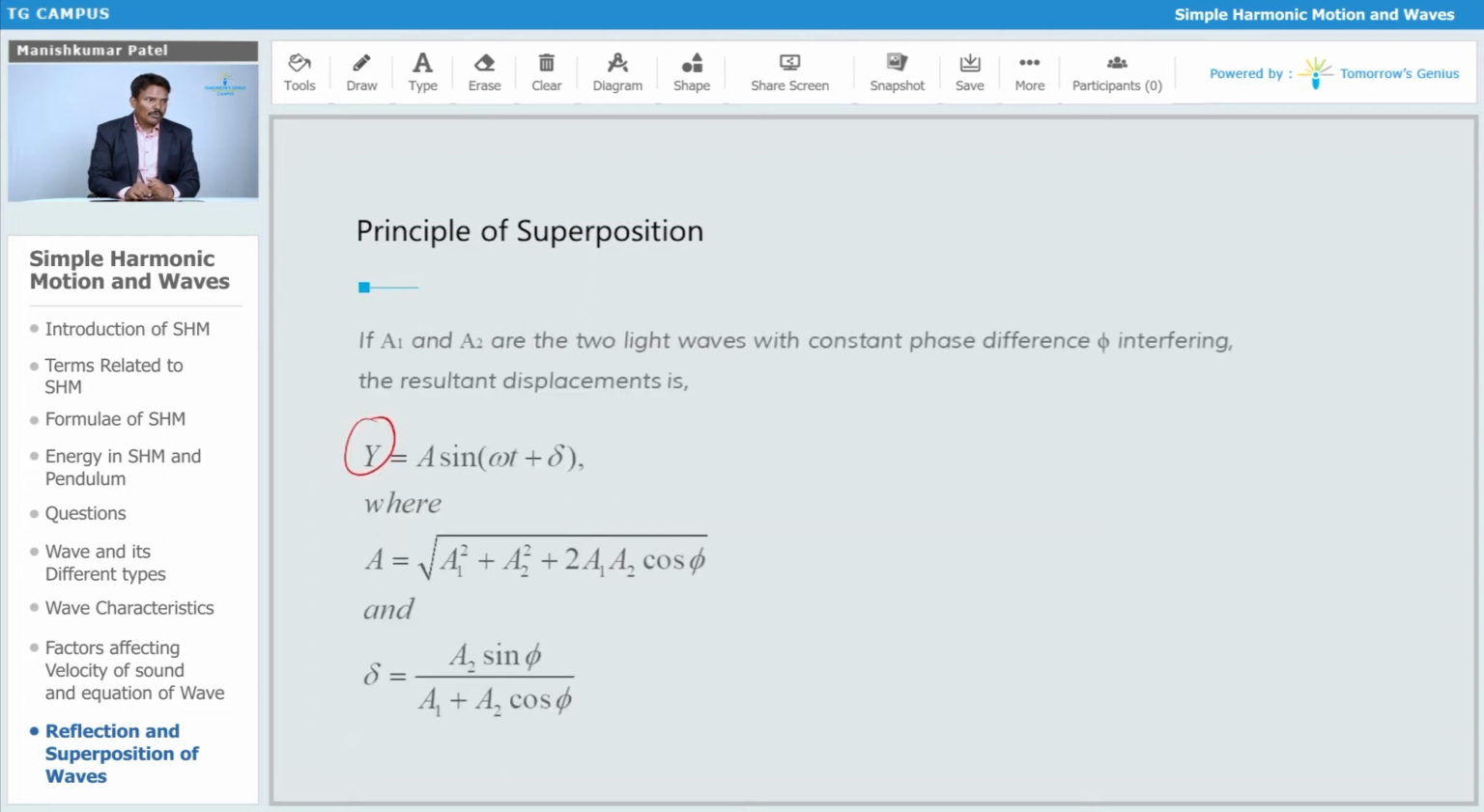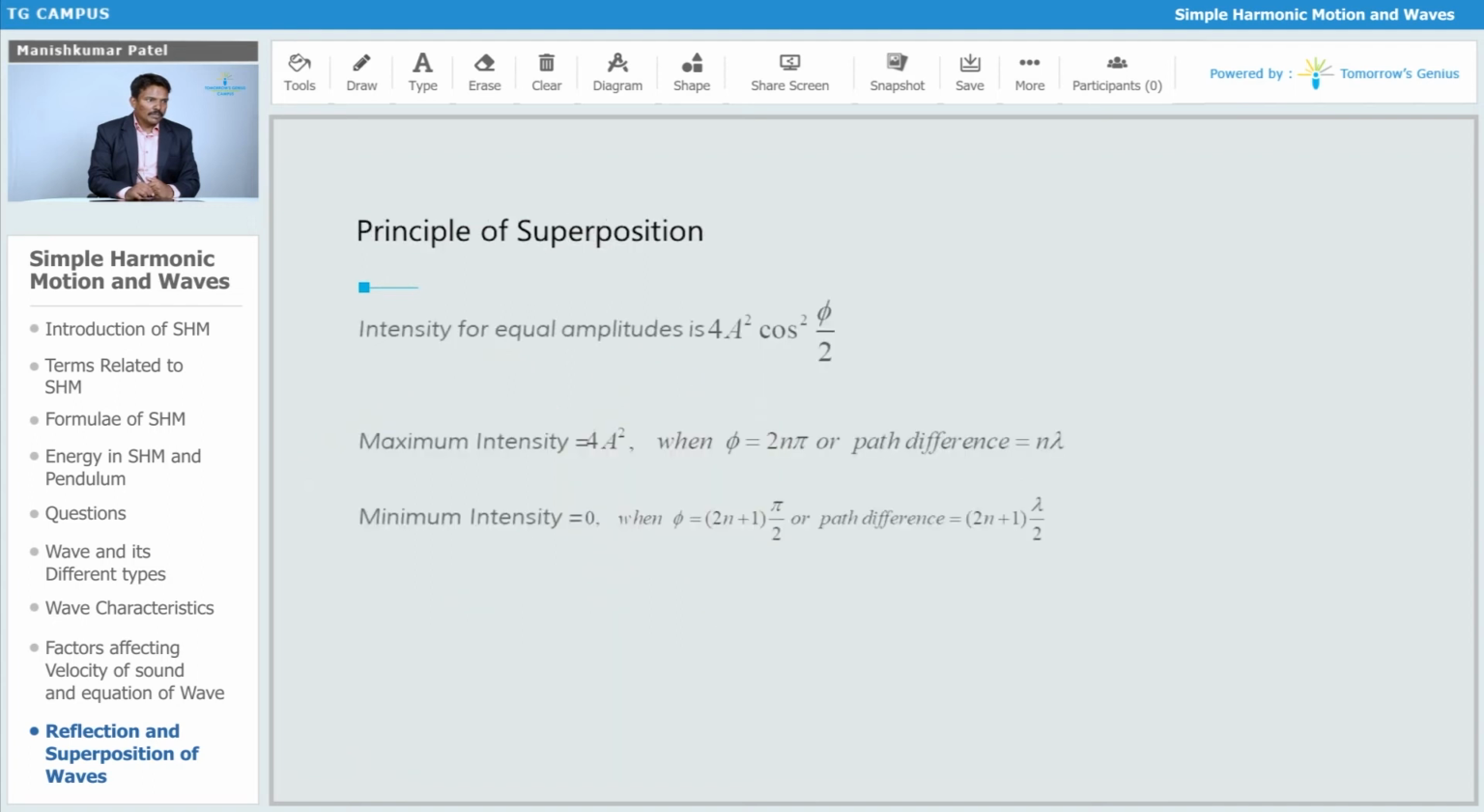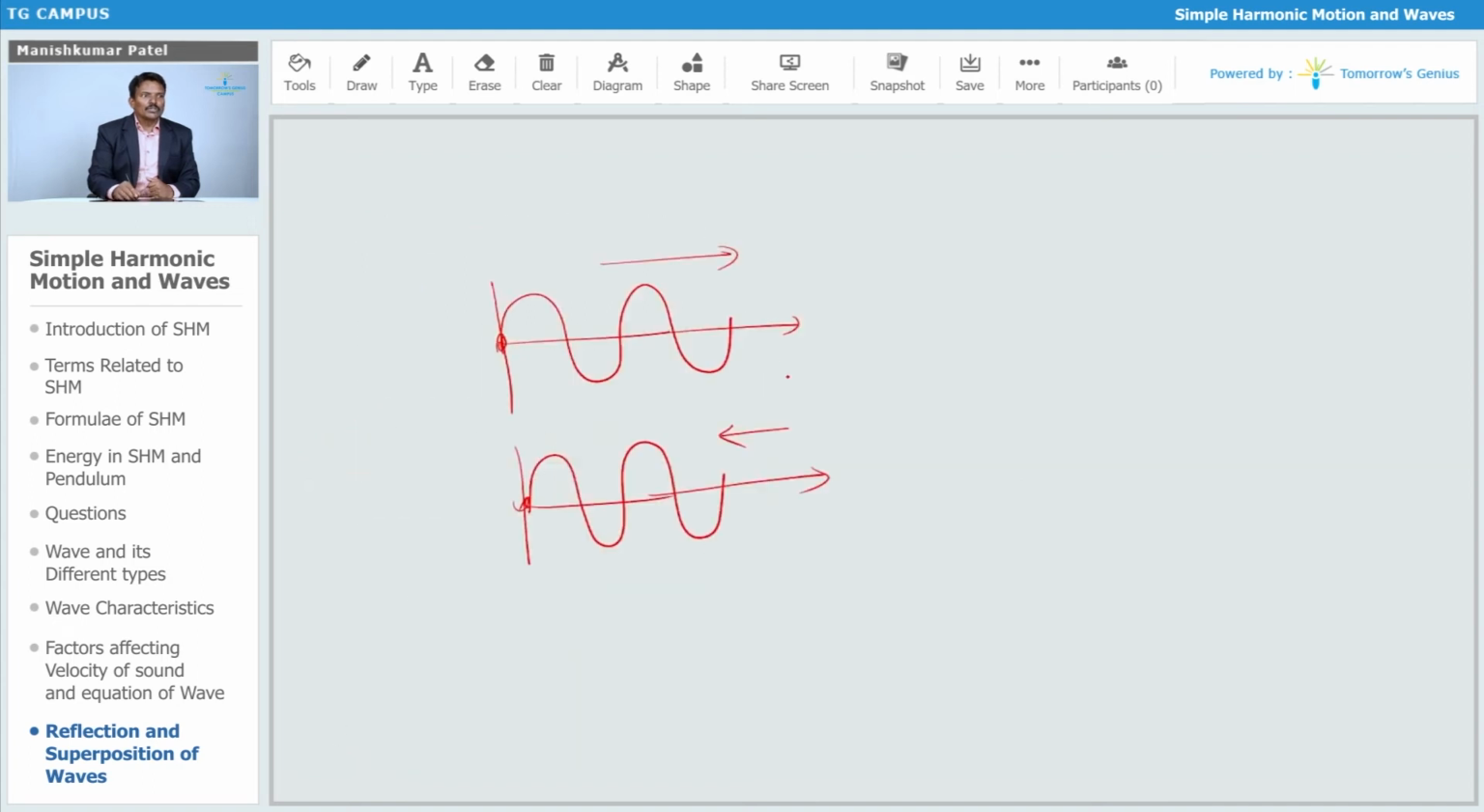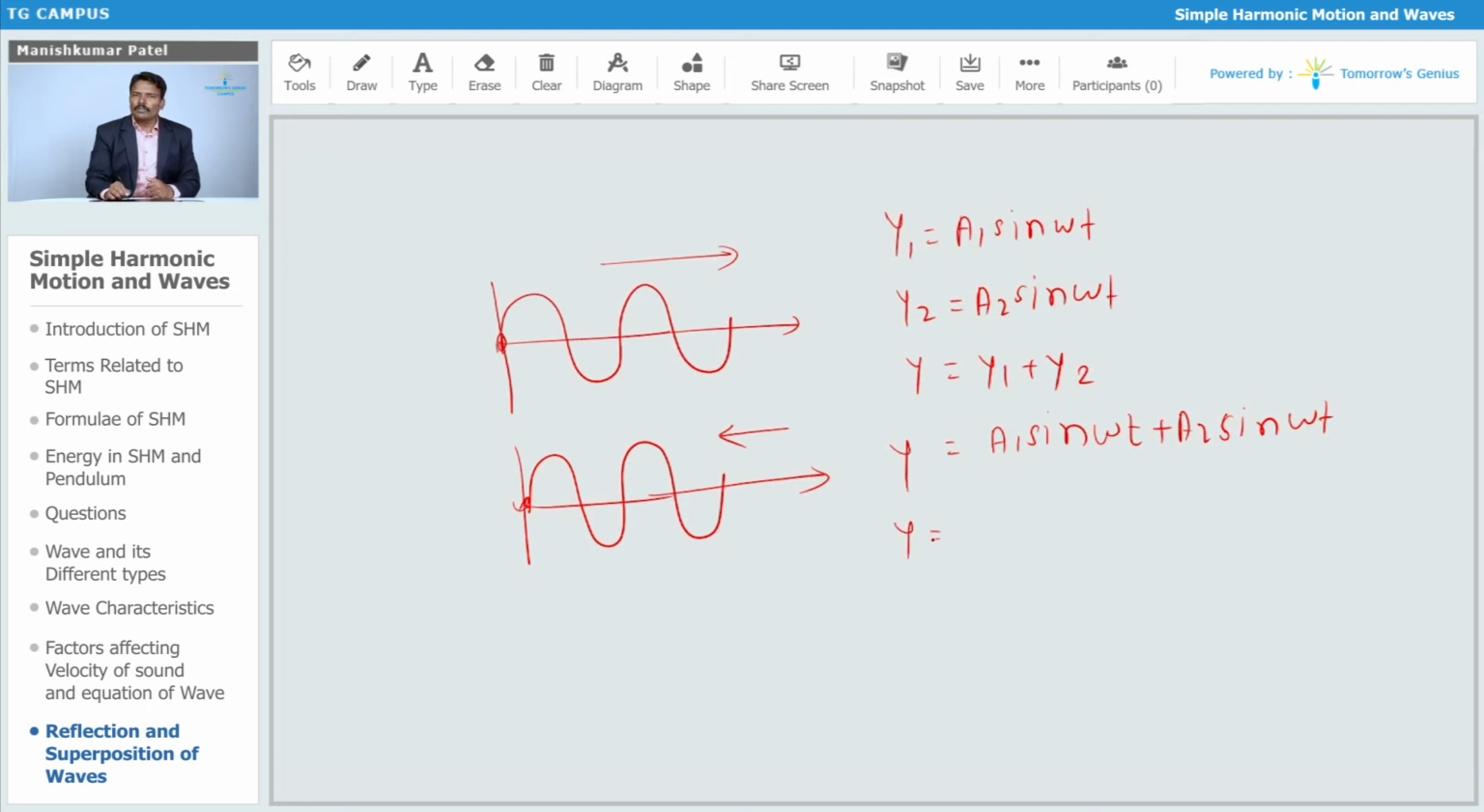So you can prove it in a similar manner also. So this is y1 = a1 sin ωt, and y2 = a2 sin ωt. So the resultant will be y = y1 + y2. Just add those two waves. So this is a1 sin ωt plus a2 sin ωt. If you do these things, finally you will get the result for that.